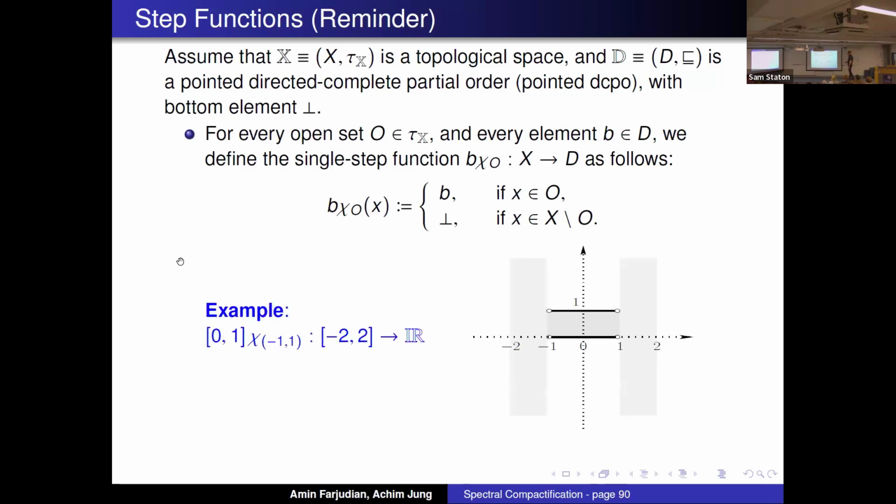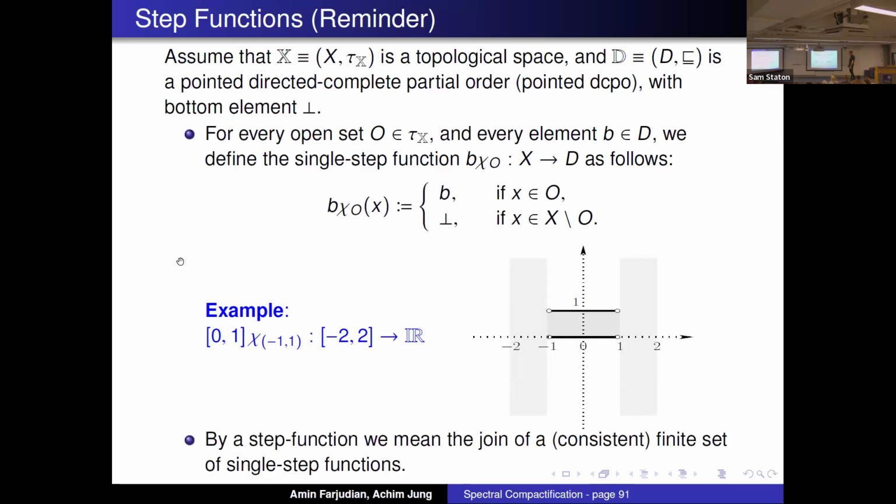An example of it is when you take B to be the interval [0, 1] in the interval domain, and the open set will be the open set (-1, 1). The entire space is from -2 to 2, and then to the interval domain. As you can see, in this open set (-1, 1), you just get this compact interval [0, 1]. Outside of it, on the two sides, you get bottom.